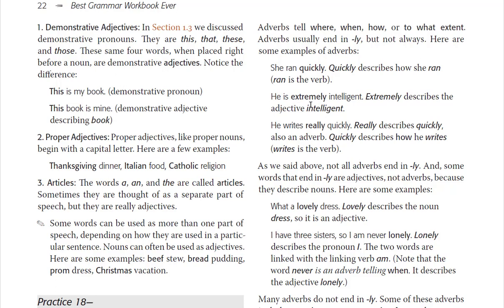Extremely is an adverb that modifies. So an adverb can also modify an adjective. He is extremely intelligent. So here, extremely modifies the adjective intelligent. He writes really quickly. So really describes quickly, also an adverb. Quickly also describes how he writes. So here, really describes both the verb and the adverb.